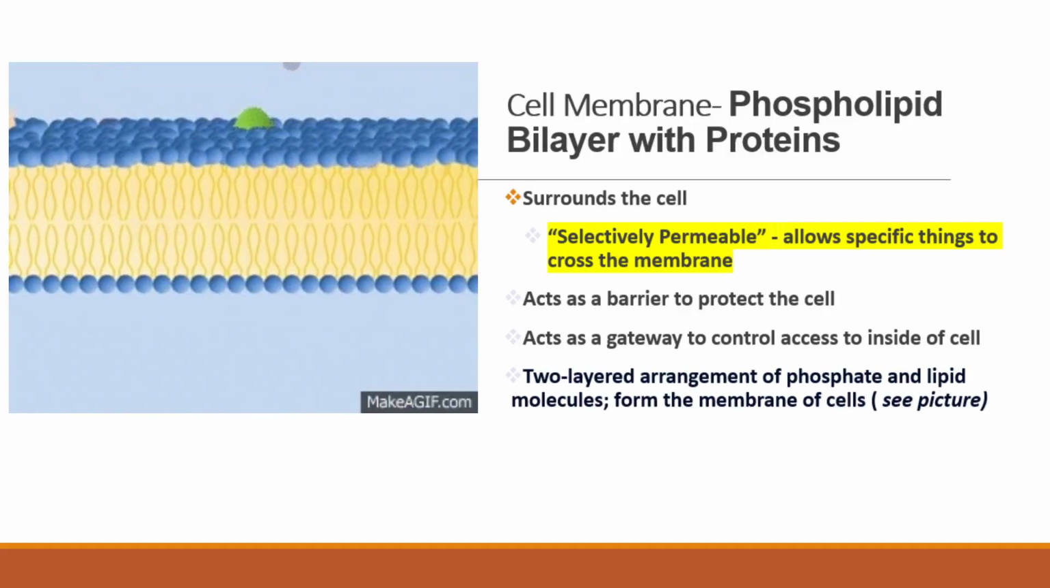Now, let's focus on the cell membrane, a crucial player in cellular function. Composed of a phospholipid bilayer with proteins, the cell membrane is selectively permeable and acts as a dynamic barrier, selectively allowing substances in and out. This balance is crucial for the cell's survival and function.